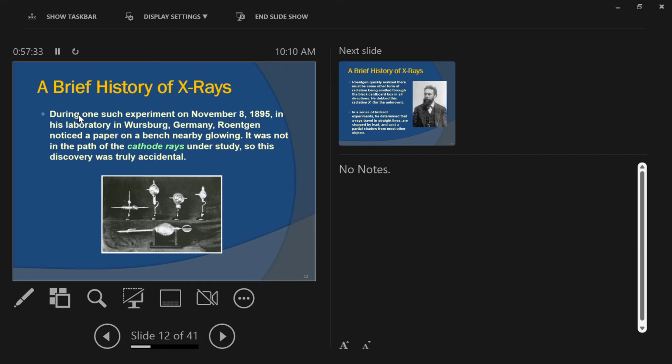During one of these experiments, November 8th, 1895, this is for radiographers, this is our most important date, okay? It is the day in history when X-rays were discovered, all right? So we got to remember this one, November 8th, 1895. You're not going to forget it.